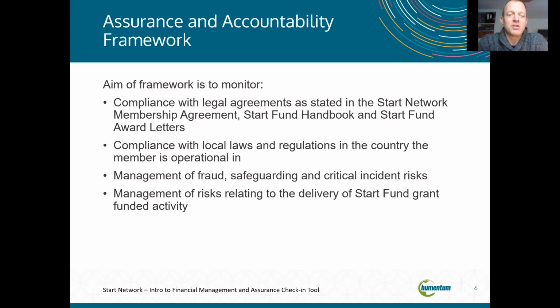And critically, supporting members managing all fraud risks, safeguarding risks, and critical incident risks, and that includes risks specific to delivering individual grants. So the assurance and accountability framework, the pyramid that we just looked at, is really rooted in making sure that there's strong controls across the Start Network, and with all members complying to a similar level of standards and controls. And this financial management and assurance check-in is a real critical part of that, to make sure that the standards are kept high within the network.